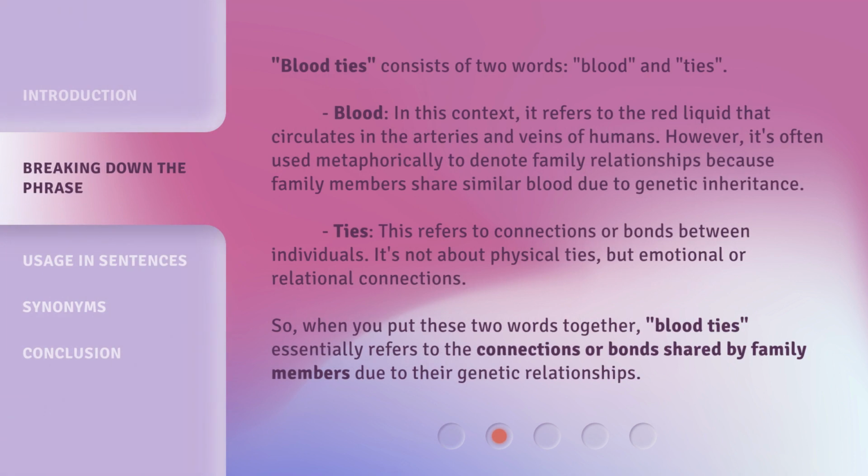Blood ties consists of two words, blood and ties. Blood. In this context, it refers to the red liquid that circulates in the arteries and veins of humans. However, it's often used metaphorically to denote family relationships because family members share similar blood due to genetic inheritance. Ties. This refers to connections or bonds between individuals. It's not about physical ties, but emotional or relational connections. So, when you put these two words together, blood ties essentially refers to the connections or bonds shared by family members due to their genetic relationships.